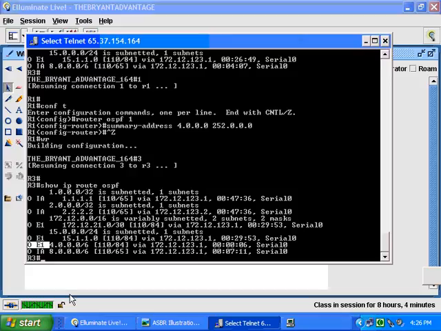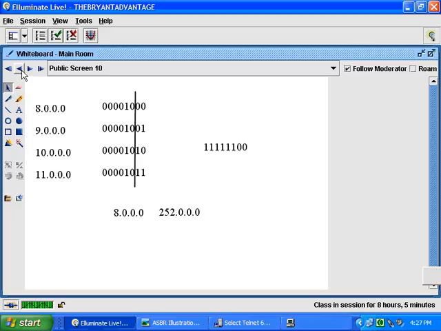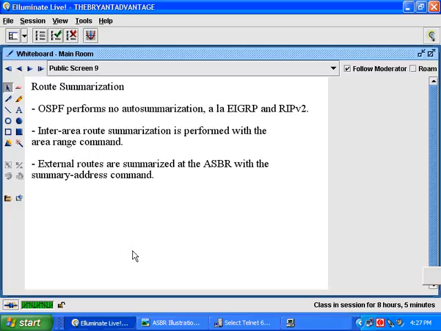Good stuff to know. So just one more time, keep in mind, the summary address command is going to be used on the ASBR to summarize routes being redistributed into OSPF. And the area range command is the command we're going to use to perform inter-area summarization. You cannot perform route summarization between two routers in the same area. There's no command that's going to allow you to do that.